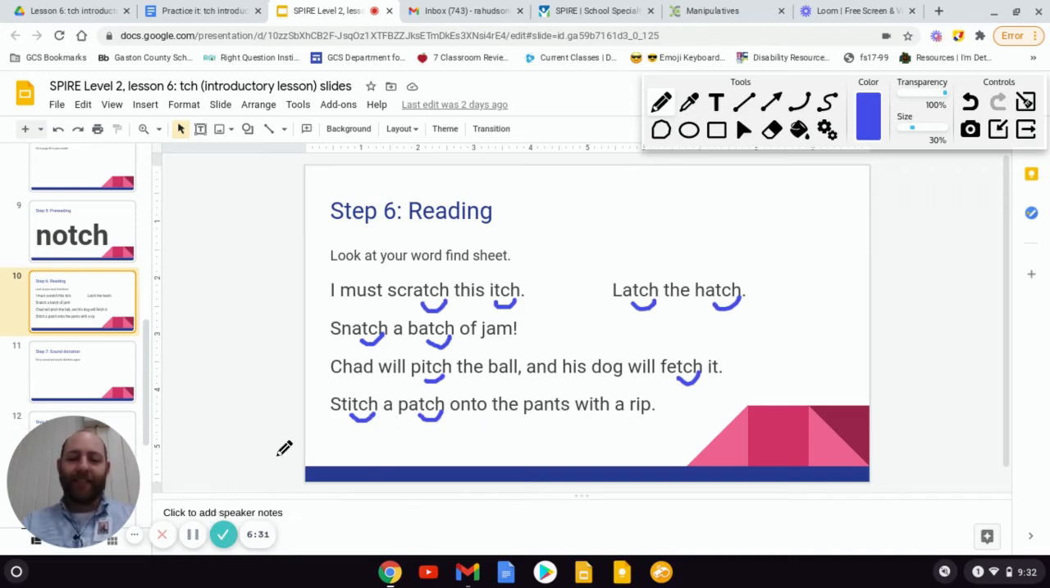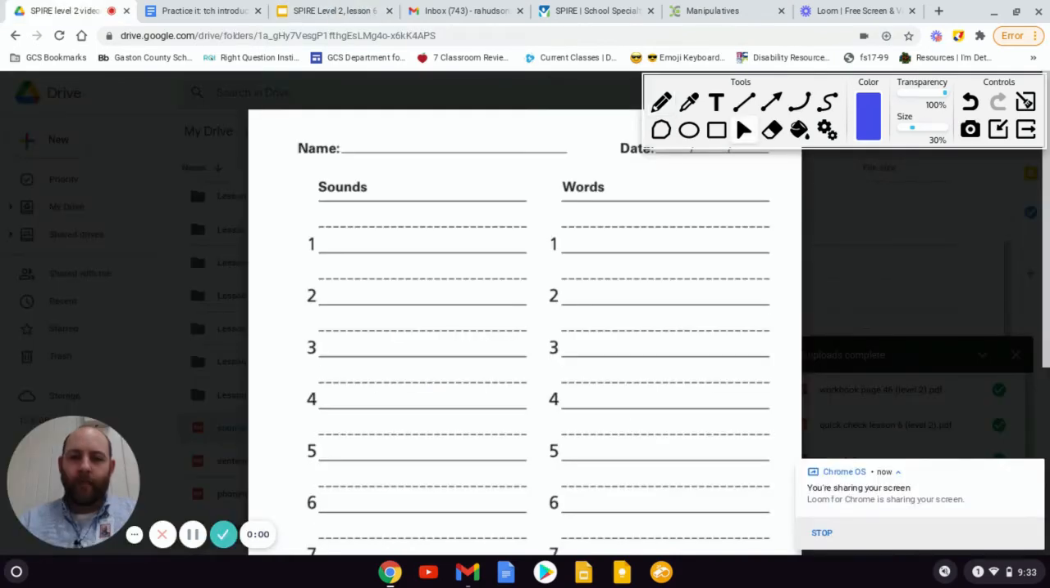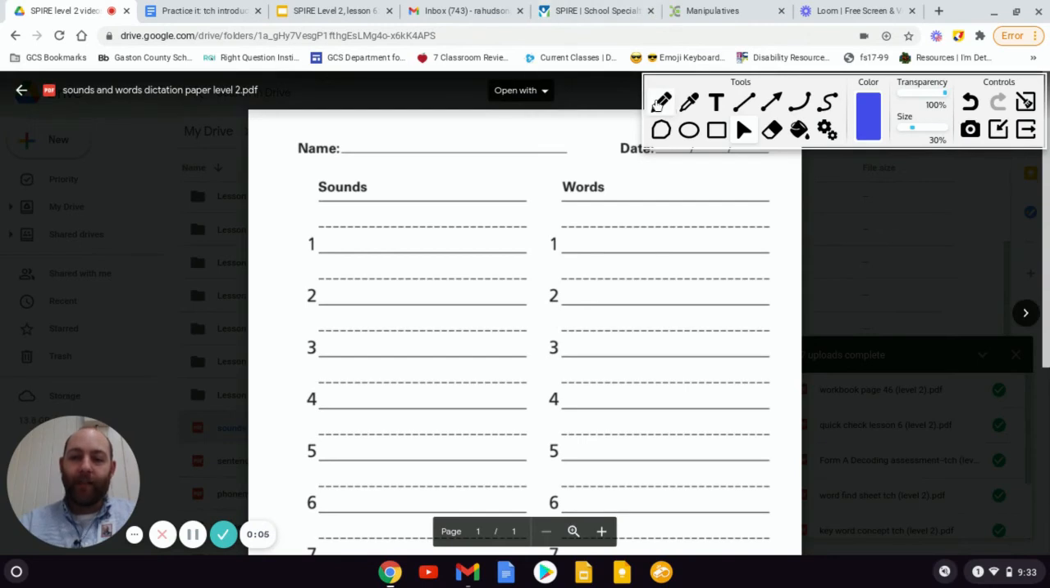All right, good job with step 6. Now you're ready for step 7. For step 7, I want you to have out your sounds and words dictation paper as well as a pencil or a marker. Okay, say ch. What two consonant teams can make the ch sound? That's right, CH can make the ch sound as well as our new phonogram, TCH. So pick up your pencil and write those phonograms on your paper.